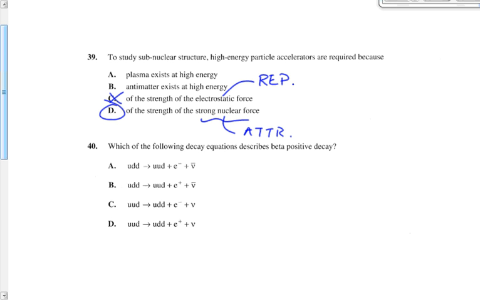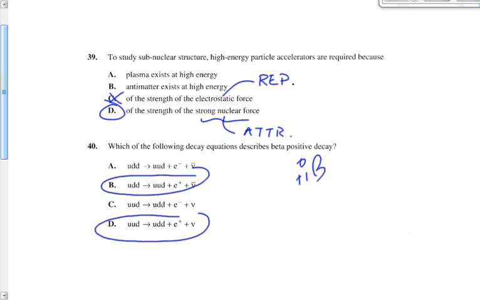And finally, which of the following decay equations describes beta positive? Well, it's going to be B or D, right? Because A and C have beta negative particles, electrons. Hey, look, we don't even have to know anything about quarks. Would you look at that? Beta positive has to have a neutrino, not an antineutrino. So it's got to be D.